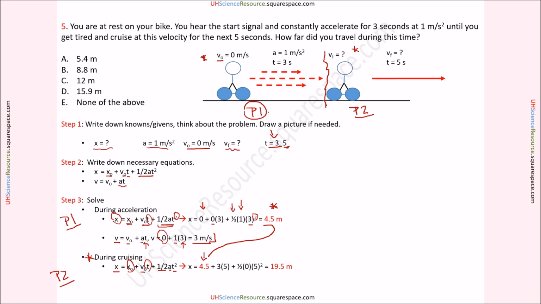Our initial velocity is going to be the velocity at the end of our acceleration part. So that's going to be right here, the 3 meters per second. And we're cruising at this velocity for 5 seconds.